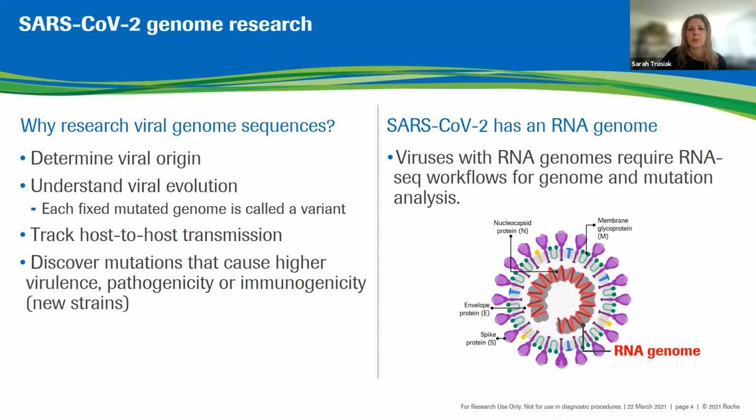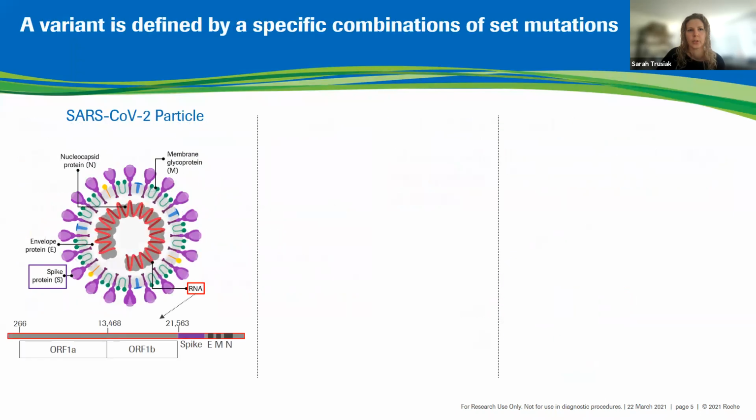So SARS-CoV-2 has an RNA genome, and this is why this requires RNA sequencing workflows to do genome and mutation analysis. Down here in the viral particle, you can see the RNA genome depicted in red in the middle of the particle. So as I just mentioned, the viral variant is defined by specific combinations of set mutations within the genome.